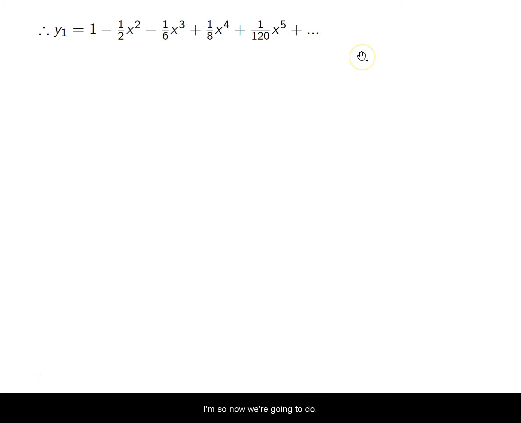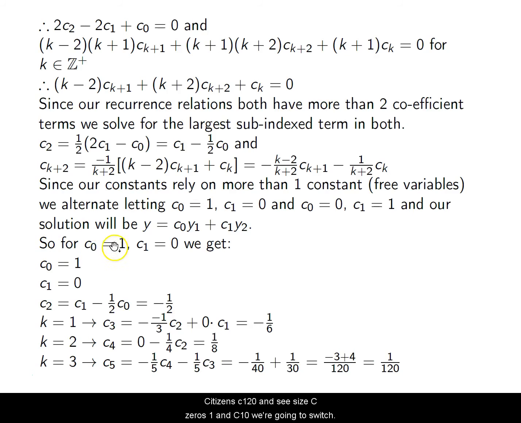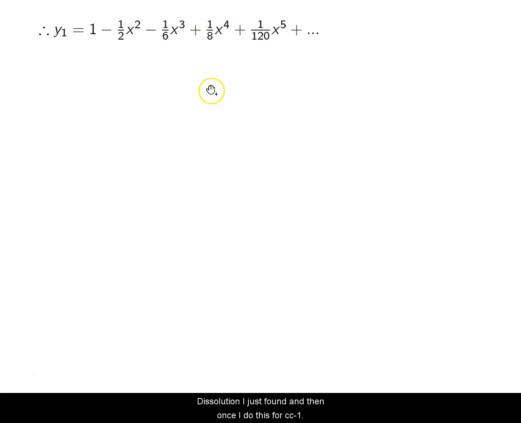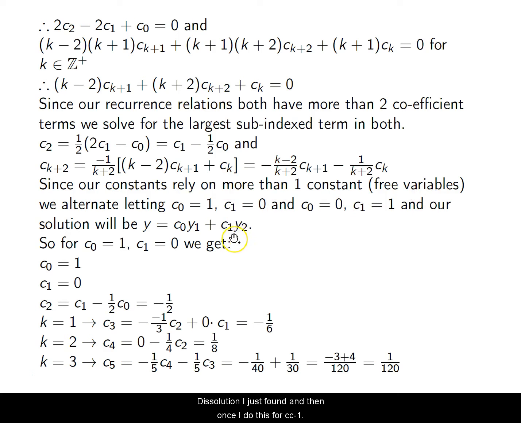Right? So now what we're going to do, instead of saying c0 is 1 and c1 is 0, we're going to switch. We're going to let c0 be 0 and c1 be 1. So again, remember that when I'm done, all of my answers here are based off of the assumption that c0 is 1. So at the very end, I'm going to keep this coefficient c0 times this solution that I just found. And then once I do this for c1, all of my coefficients that I find for y2 are based on c1.